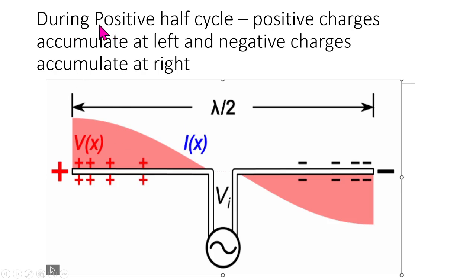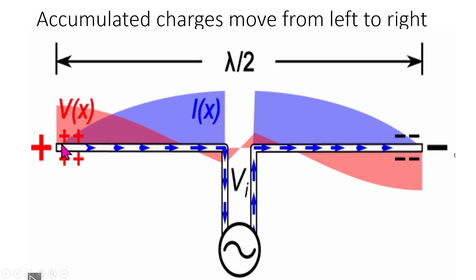So we can say that during the positive half cycle, positive charges accumulated at the left side and the negative charges accumulated at the right side. So here you have the voltage maximum. This is positive voltage maximum, and at this end it is negative voltage maximum, and no current will be available. After that, the current starts flowing because of this potential difference. So it starts flowing like this. So you will be getting this current distribution, and the current will be maximum at the center.